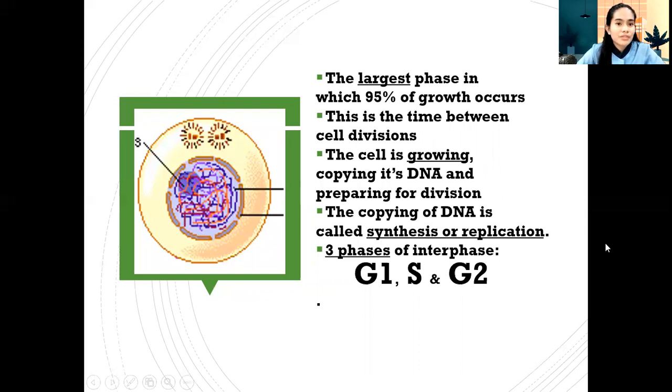Let's talk about the largest phase. The largest phase, which is 95% of growth, occurs in interphase. This is the time between cell divisions. The cell is growing, copying its DNA and preparing for division. The copying of DNA is called synthesis or replication. We also have three stages: G1 or Gap 1, synthesis, and Gap 2. Later on, we are going to discuss the different processes that need to be undergone in Gap 1, Gap 2, and synthesis.